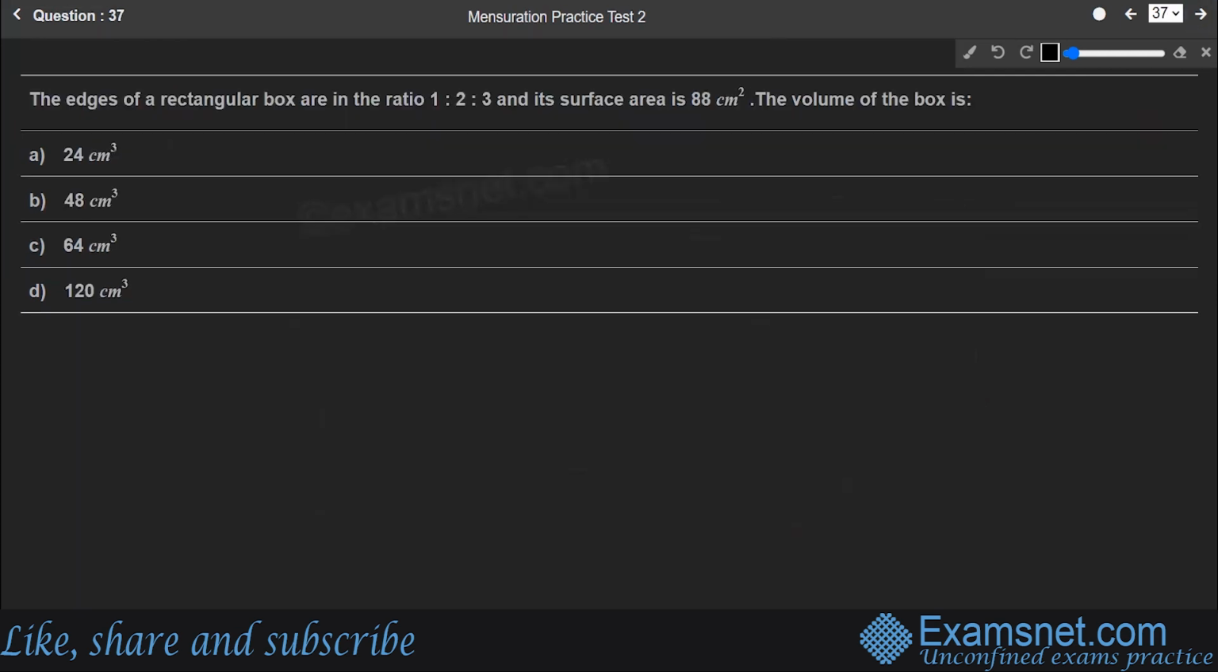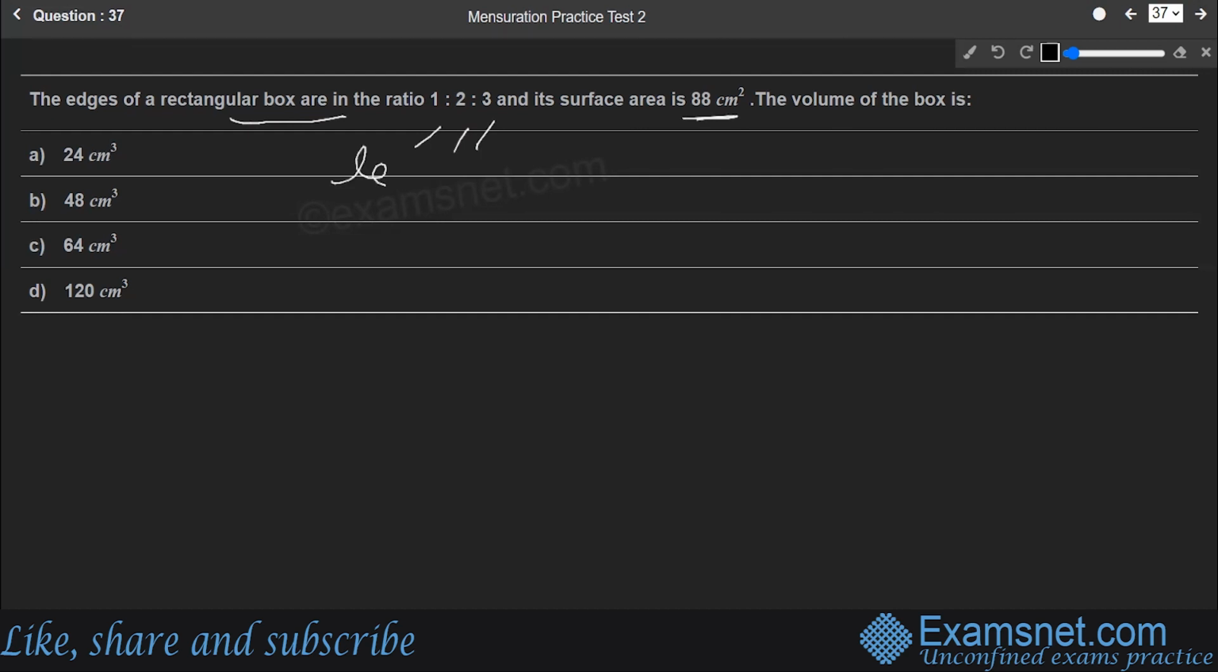Now, the edges of a rectangular box are in ratio 1 is to 2 is to 3, and its surface area is 88 centimeters square. The volume of the box is. So clearly, we'll first create the sides, then make the surface area equal to 88 centimeters square, from where we can get the value of the sides, and using those side values, we can calculate the volume of the box. So let us do it step by step.